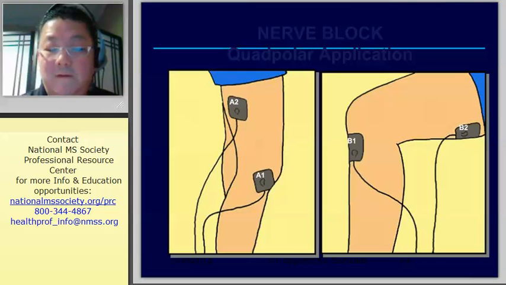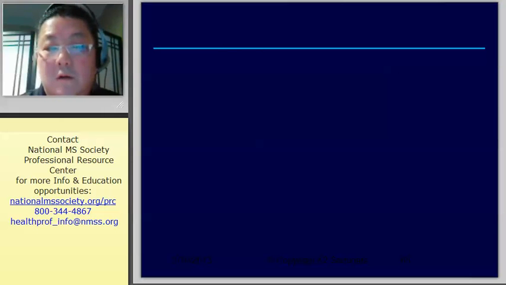Alright, so here it is applying for the hamstrings. Again, your parameters are basically your carrier frequency, anywhere from 2500 to 1000. Your pulse rate is 0. Cannot repeat that enough. Your pulse rate is 0.